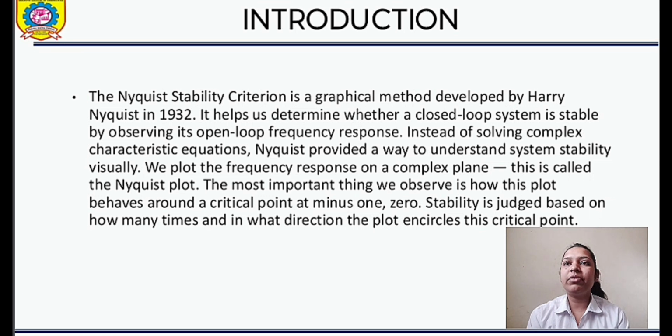We plot the frequency response on a complex plane. This is called the Nyquist plot. The most important thing we observe is how this plot behaves around a critical point at (-1, 0). Stability is judged based on how many times and in what direction the plot encircles this critical point.